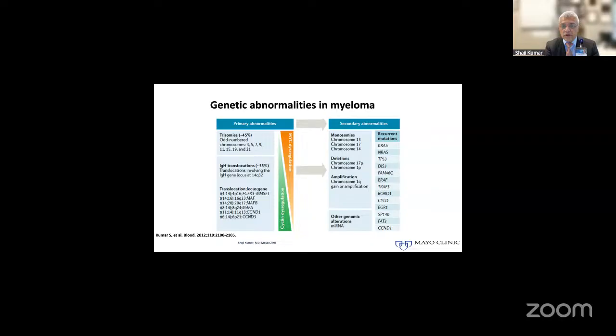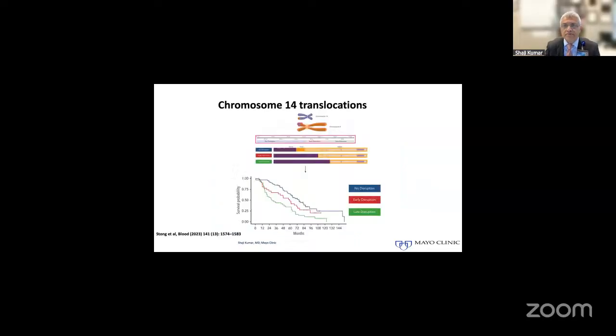And obviously, these are not a strict separation because there's about 10% of patients who can have both. But the trisomies are often driven by cyclin D dysregulation, whereas the IgH translocations are often driven by MYC dysregulation. But these are not the only abnormalities. These are the ones we think are present from the beginning, but these myeloma cells can continue to acquire new abnormalities, which includes monosomies, deletions, amplifications, as well as point mutations in specific genes, about a dozen of them.